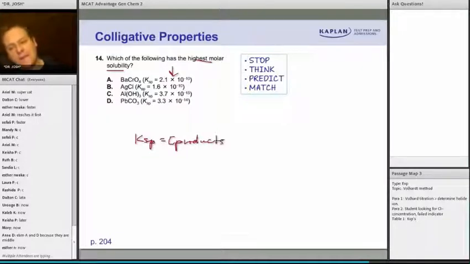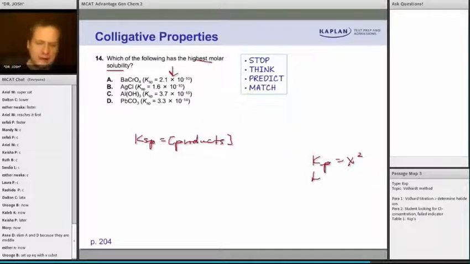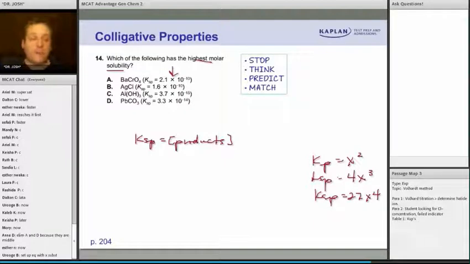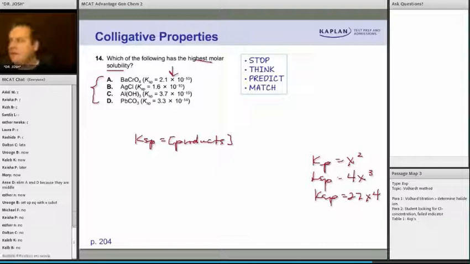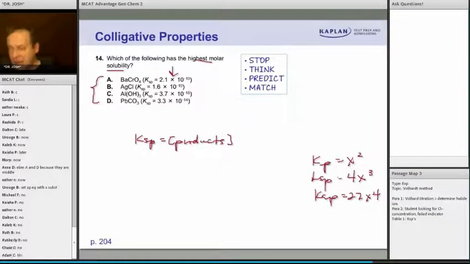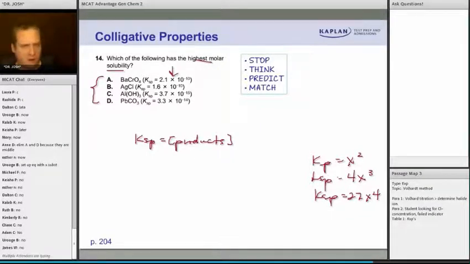And remember our shortcut from earlier. We're either going to end up with a KSP that equals x squared if there are just two products, it's going to equal 4x cubed if there are three products, and equal 27x to the fourth if there are four products. So we just need to set it up and plug in x. Now, should we honestly go and test each and every one of these?